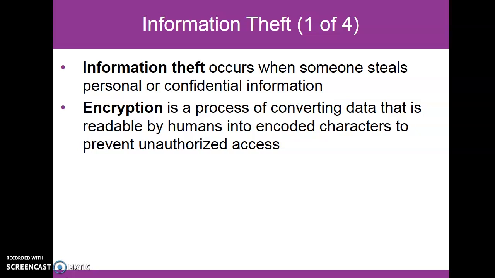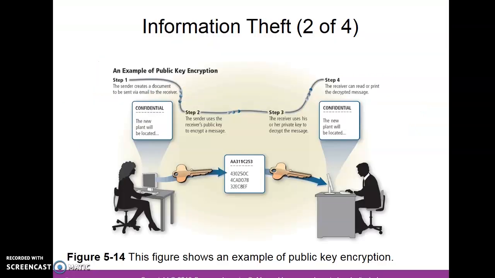Two basic types of encryption are private key and public key. With private key encryption, also called symmetric key encryption, both the originator and the recipient use the same secret key to encrypt and decrypt the data. Public key encryption, also called asymmetric key encryption, uses two encryption keys, a public key and a private key. As you can see in figure 5.14, this figure shows an example of public key encryption.